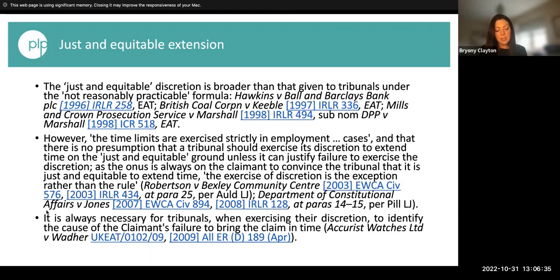And just finally, it's always necessary, just as in reasonable practicability, that when exercising the discretion, the cause of the claimant's failure to bring the claim in time has to be identified.